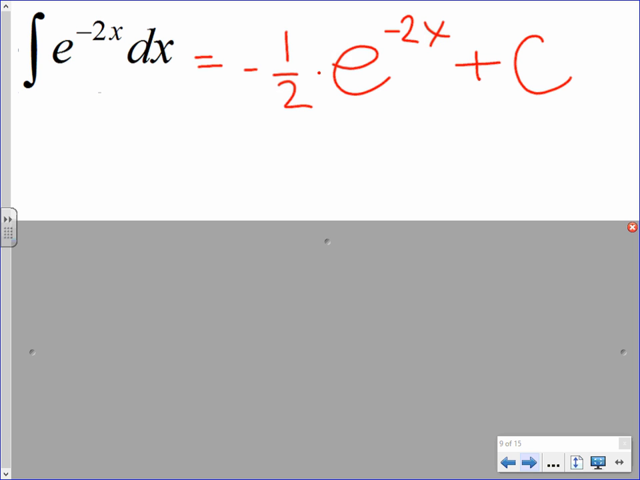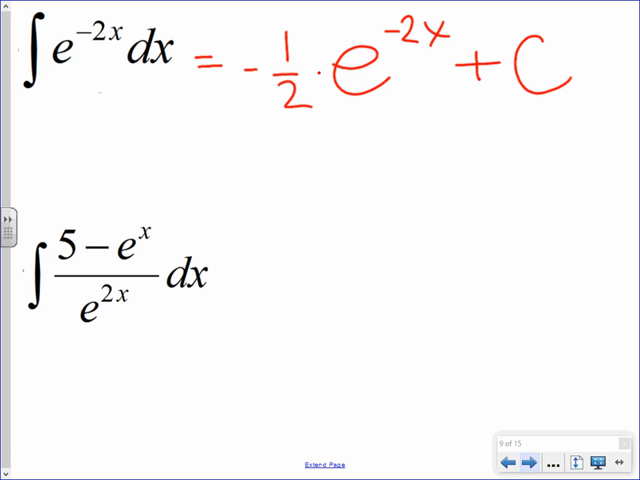Now, we can really only do this if we have something linear inside. If that was e to the x squared, it would not work. But as long as we have something linear inside of our function, we can do that. Let's see about this one.